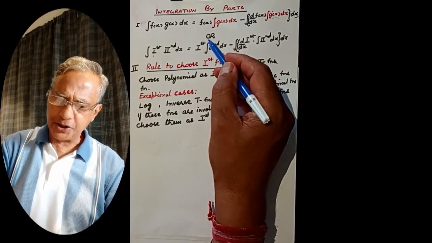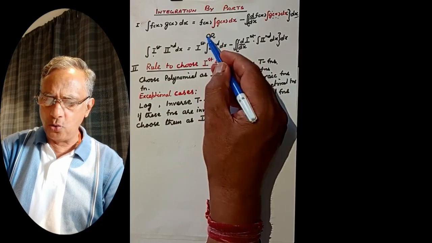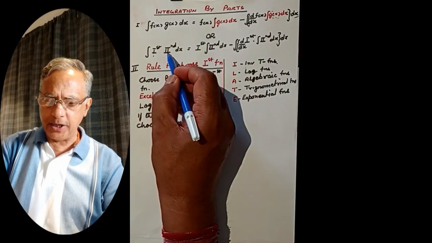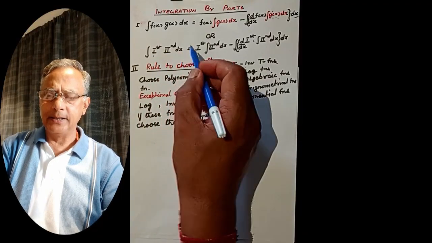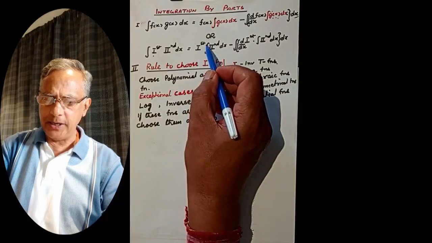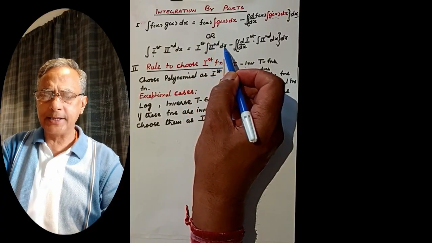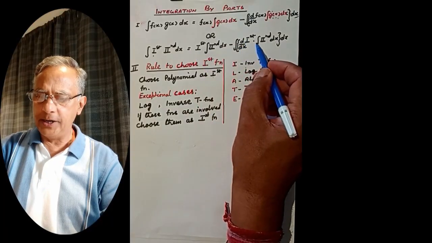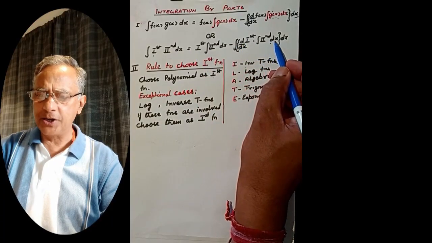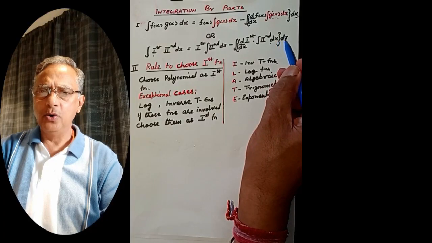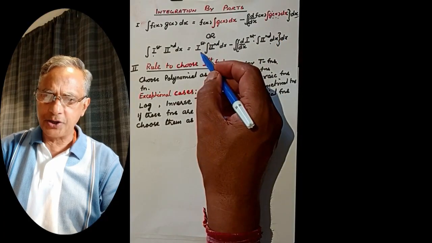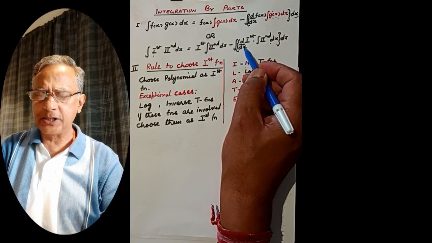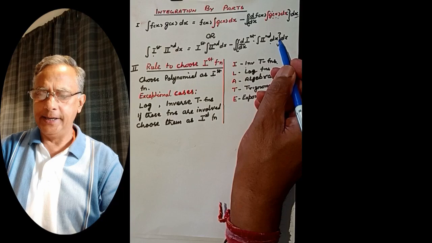Now in practical questions, we remember this rule as integral of first function into second function dx is equal to first function into integral of second function dx minus integral of d by dx of first function into integral of second function dx, whole into dx. First function integral of second minus integral of differentiation of first into integral of second dx.